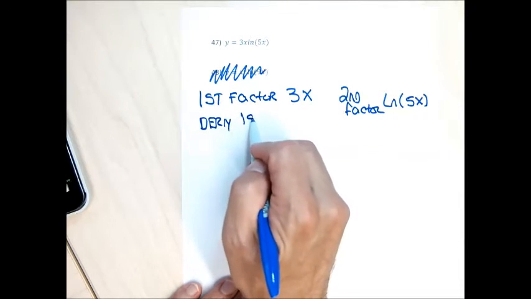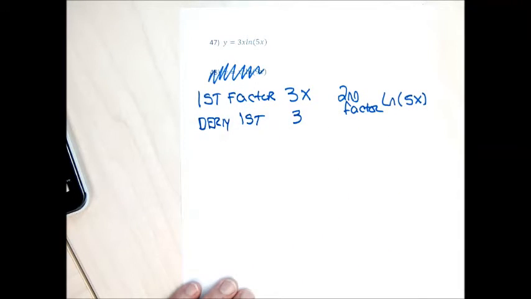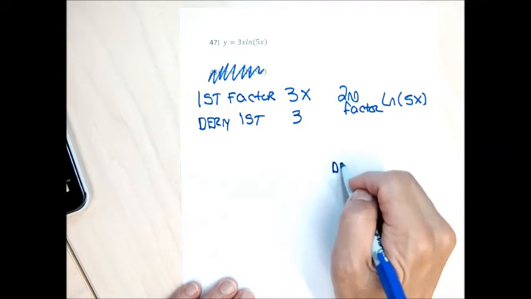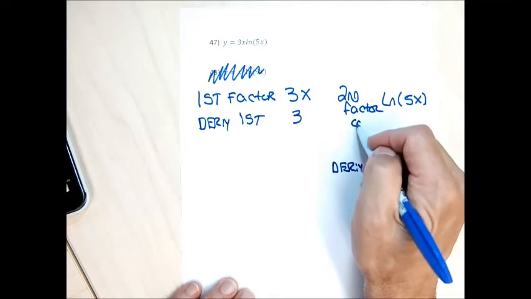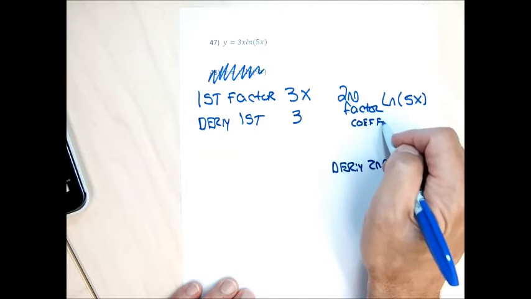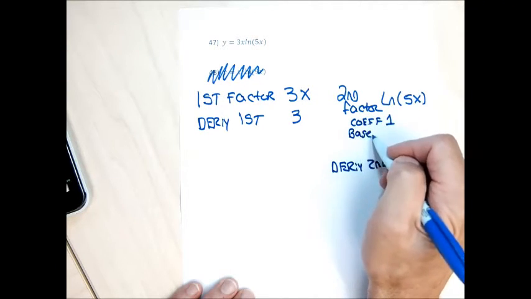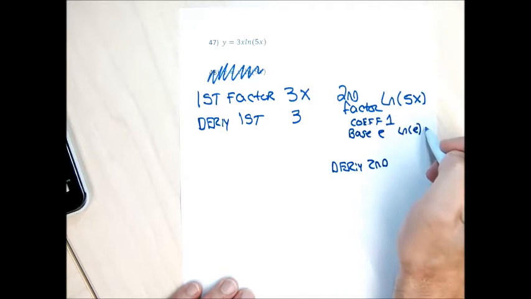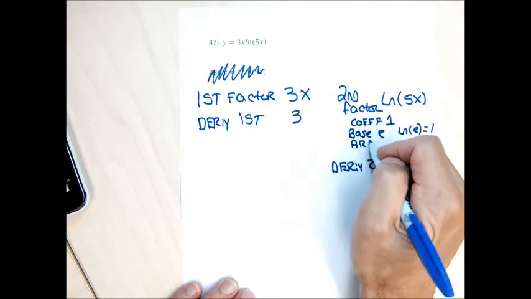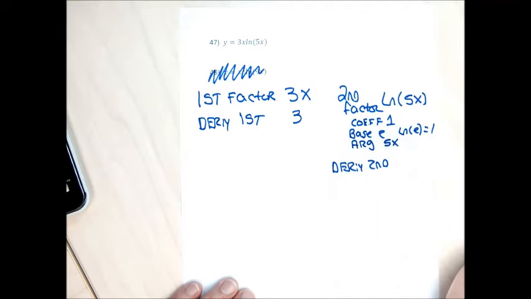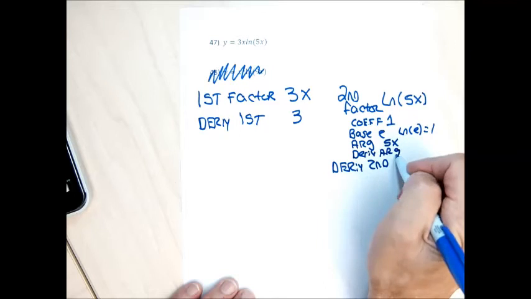So the derivative of the first factor is just going to be 3. It's an x to the first power term, so the derivative is just the number in front of the x. And for the derivative of the second factor, I need to know the coefficient there. The coefficient is 1. I won't need to worry about it. The base is e, and because the ln of e is equal to 1, I won't throw that down into the denominator either. The argument is 5x, and the derivative of the argument is just 5.